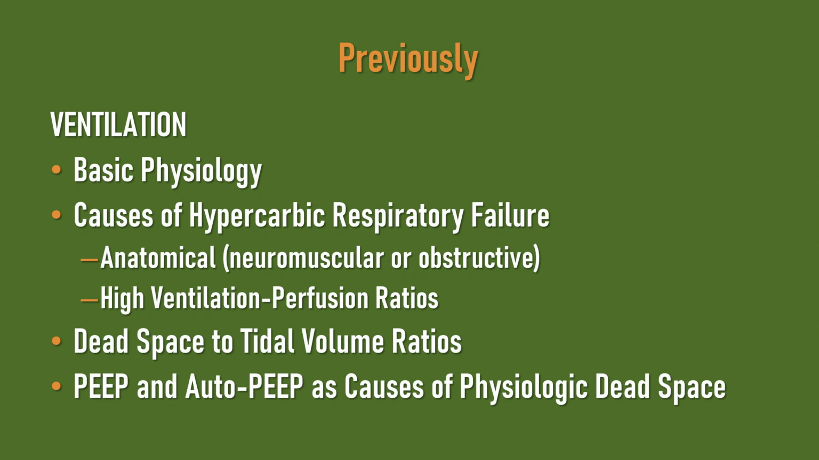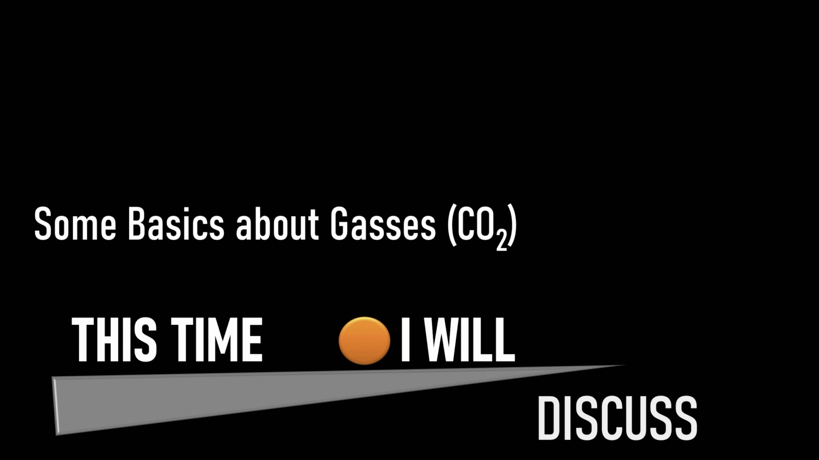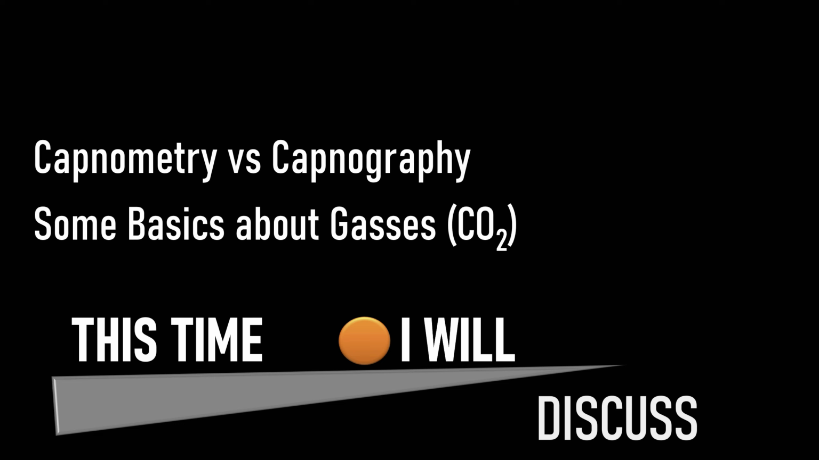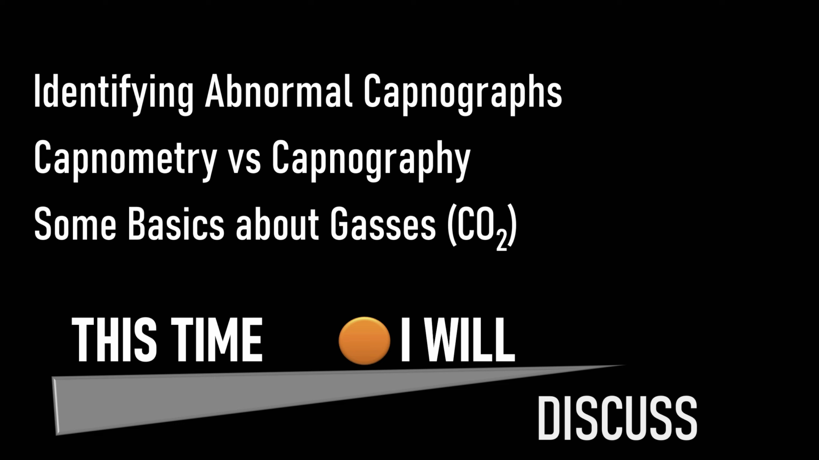Previously, we looked at ventilation and I discussed the basic physiology of alveolar ventilation, and then we looked at the causes of hypercarbic respiratory failure. Subsequently, we moved on to talk about dead space to tidal volume ratios and how PEEP and auto-PEEP are causes of increased physiologic dead space. In this tutorial, we will discuss some basics about gases and in particular carbon dioxide. We'll talk about capnometry versus capnography, and then we'll talk about identifying abnormal capnographs.